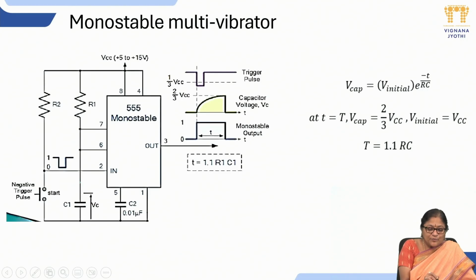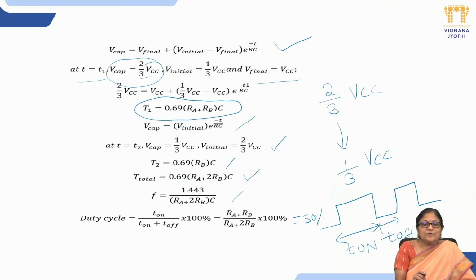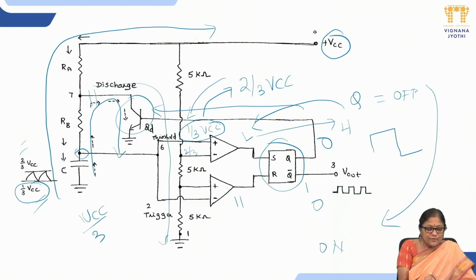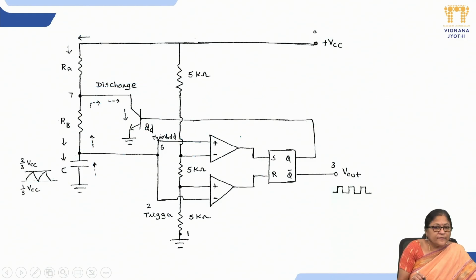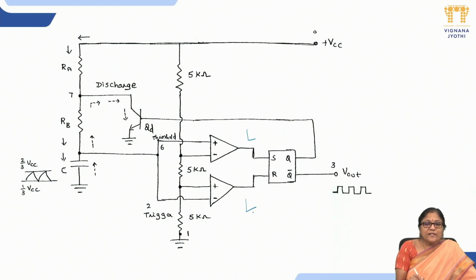Initially we are assuming the voltage at this position is approximately VCC by 2, and the upper comparator and lower comparator are in positions such that the output is whatever state it was previously. Just showing once again, this voltage is VCC by 2, this voltage is also VCC by 2. So both comparators are in low condition. Both are low, so the output stays in its previous state.